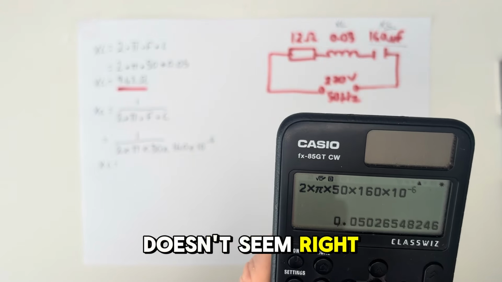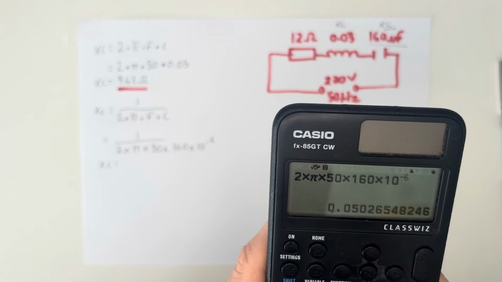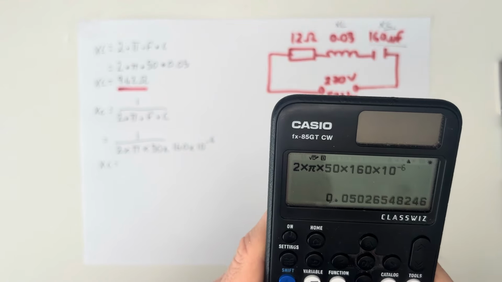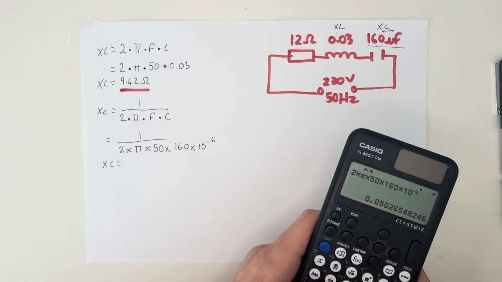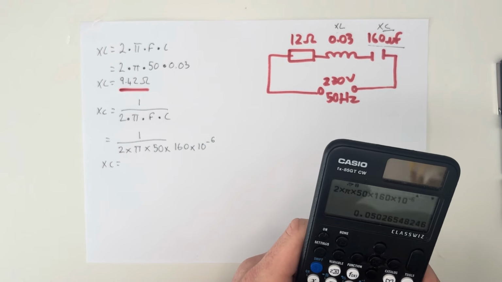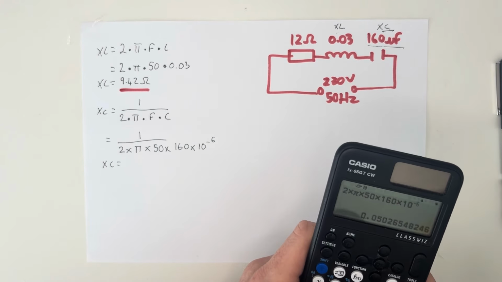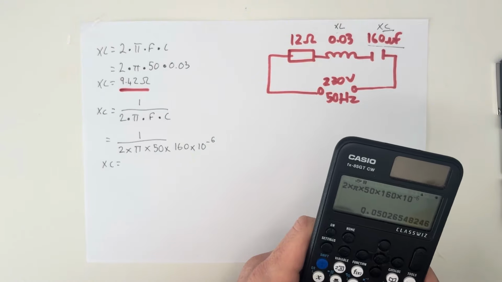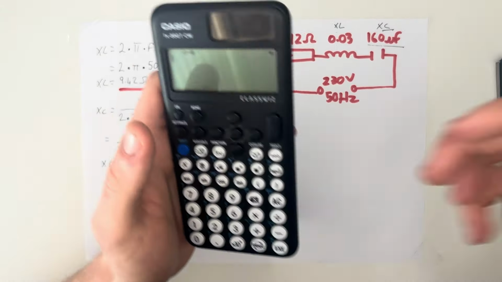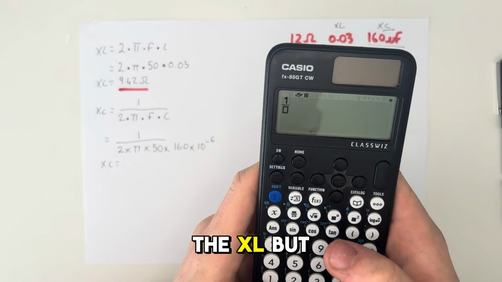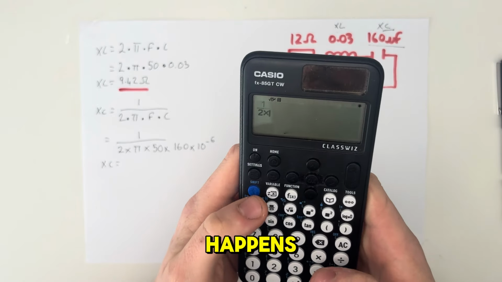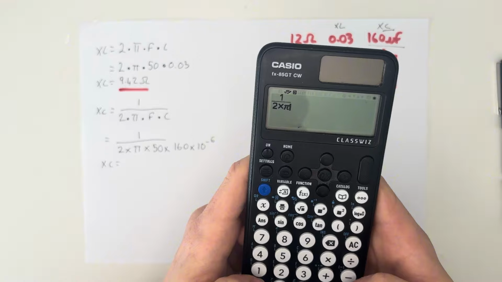That doesn't seem right. What? What the fuck? Absolute schoolboy error right there. I just did the XL. But look, we'll leave that in because, look, it happens. You will definitely do that once or twice.